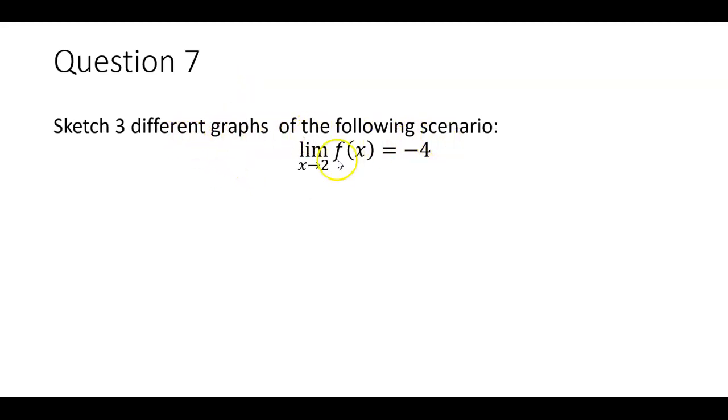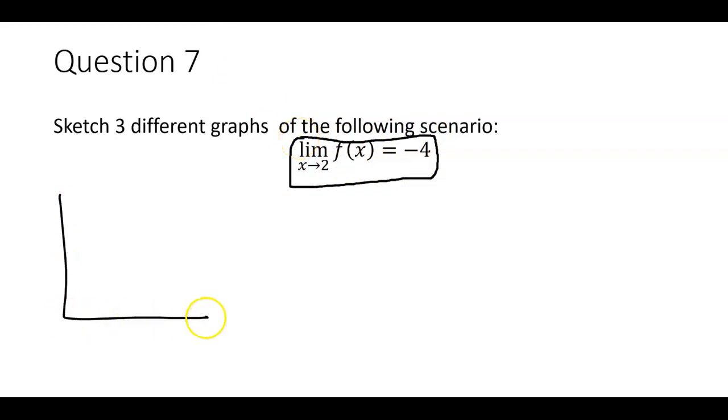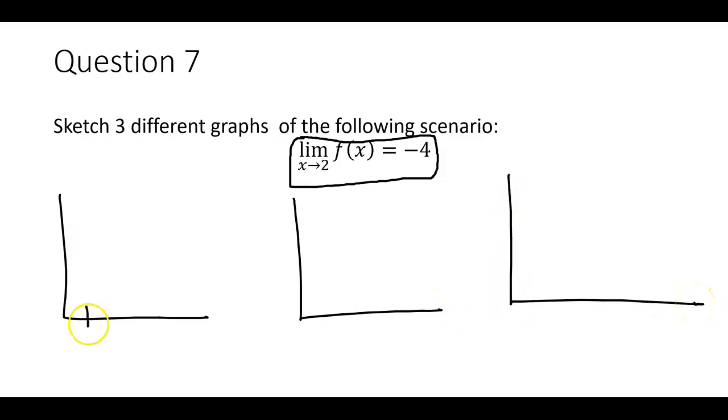Sketch 3 different graphs of this scenario. What this is telling me is that the limit of f of x as x approaches 2 is -4. I'm going to draw 3 different scenarios for you, and that'll help you answer your question. So on each of these scenarios, I'm going to go up to x equals 2 on the x-axis, because that's what x is approaching. Also, this is a y value. On a limit, the y value is the one that the limit actually equals. So I'm going to go down to -4 on the y-axis.